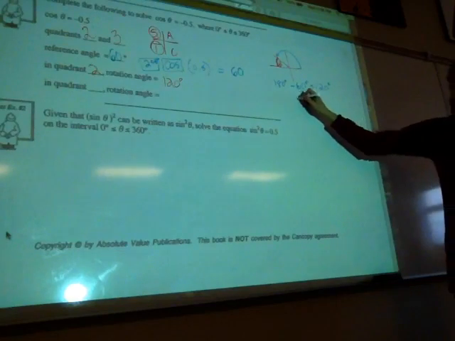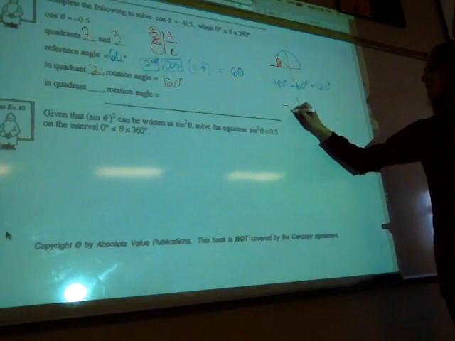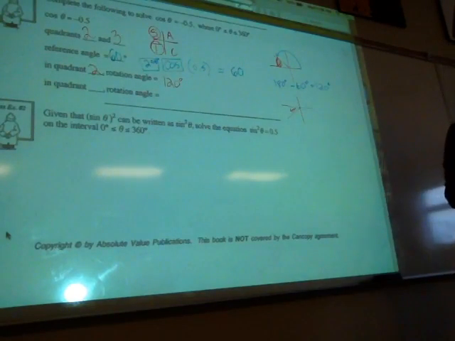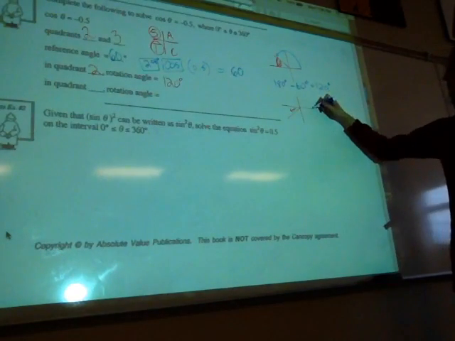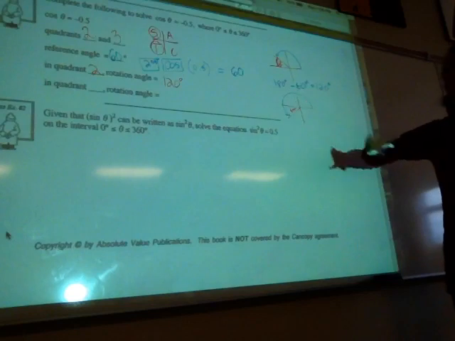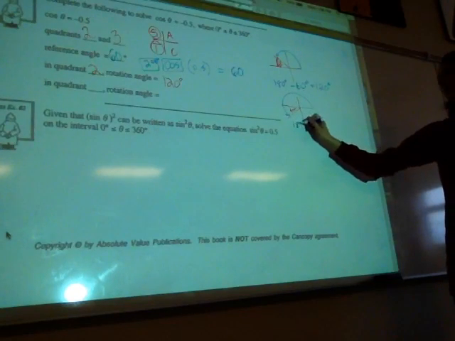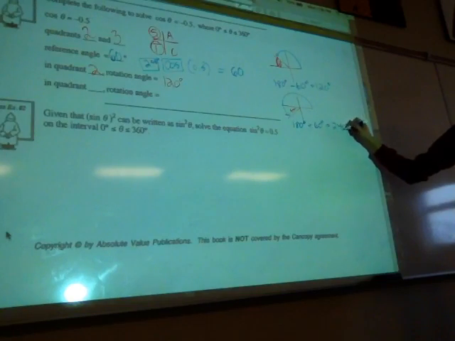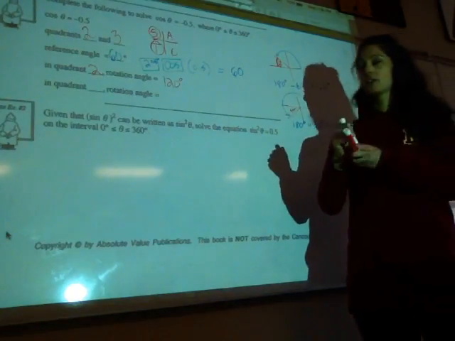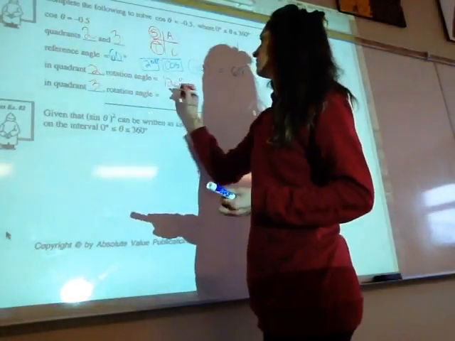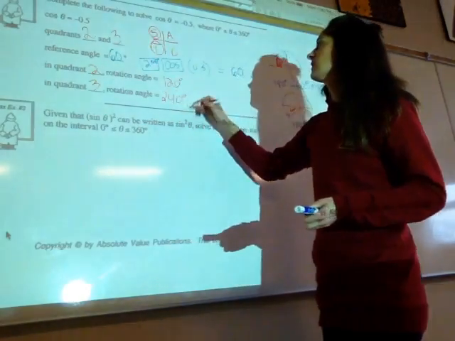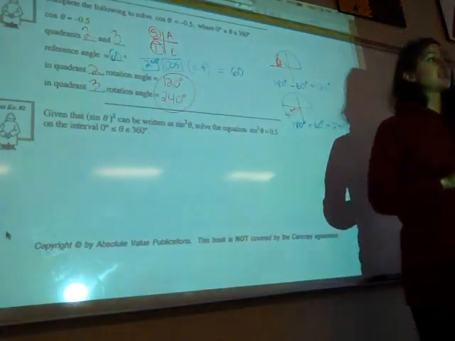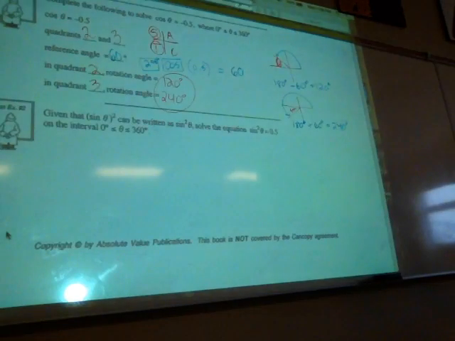In quadrant 3, reference angle is 60 degrees. Reference angle is always between the x-axis and the terminal arm. So to figure out our solution, we're going to go from 0 to that terminal arm. Our calculation will be 180 degrees plus 60 degrees. That gives us 240 degrees. So in quadrant 3, our solution is 240 degrees. These would be my solutions for the angles.